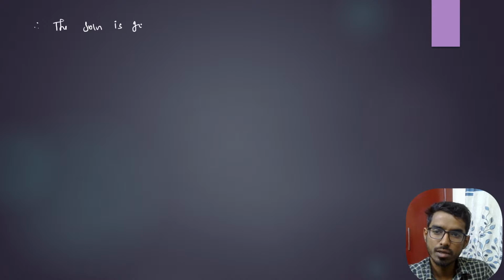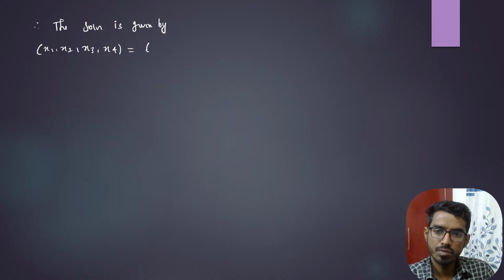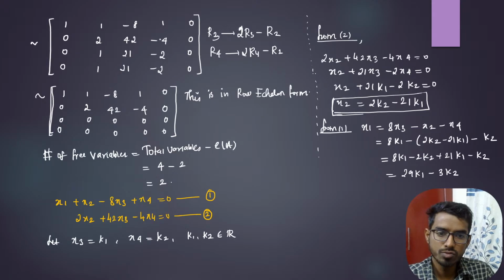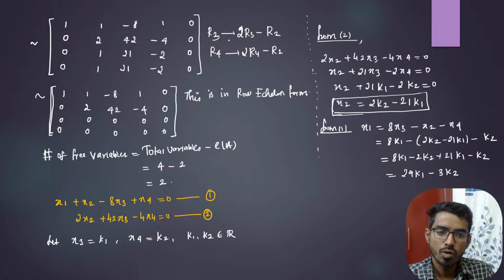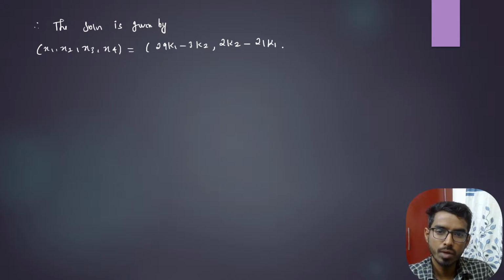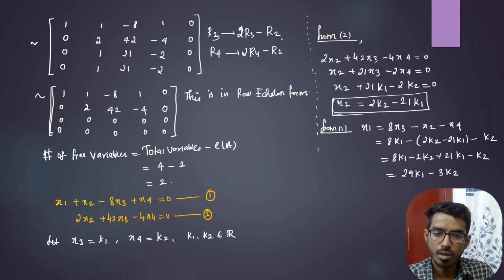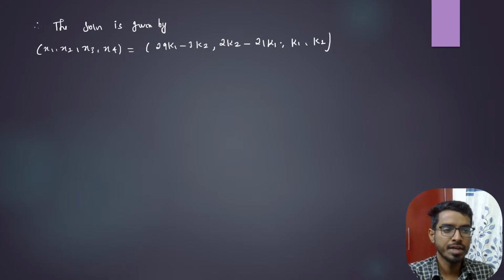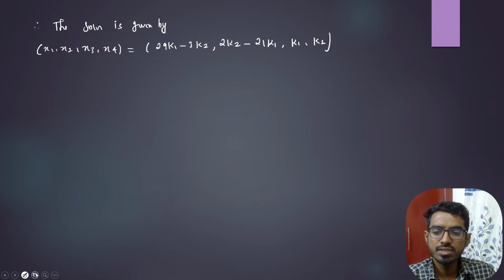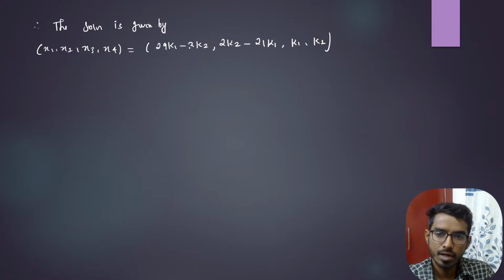The solution is given by x1, x2, x3, x4, which is x1 is 29k1 minus 3k2, x2 is 2k2 minus 21k1, and k1 comma k2. This is the solution space, right? See, you can check this easily. You can check easily whether our solution is correct or not.